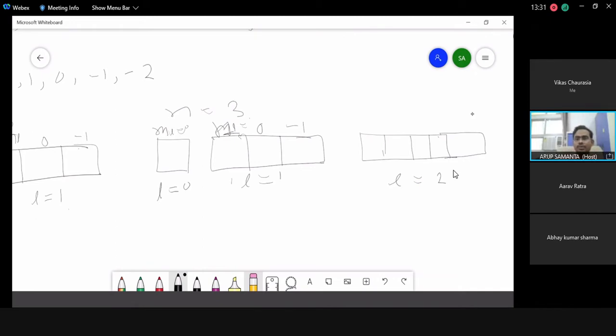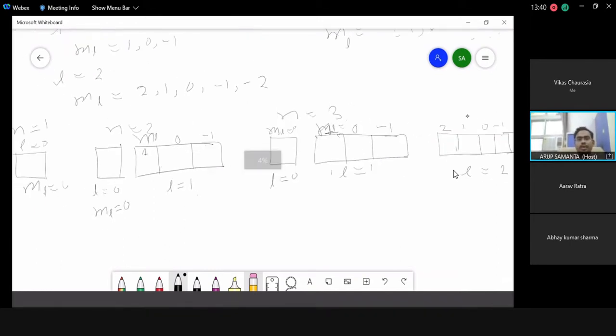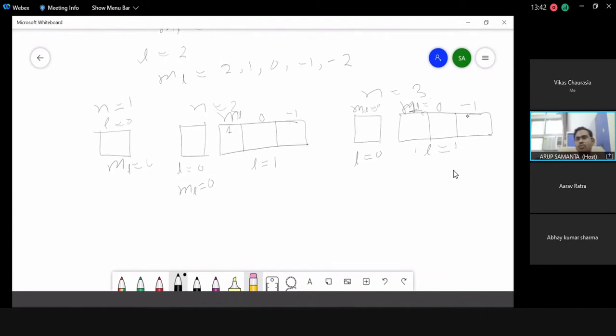For the ml value, this should be 2, 1, 0, minus 1, minus 2. Now, what is the other important part that will come? Now this is the orbital, n = 1, 2, 3. The principal quantum number is n, L is the angular momentum quantum number, and ml is the magnetic quantum number.